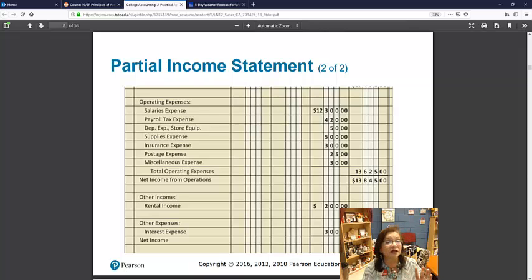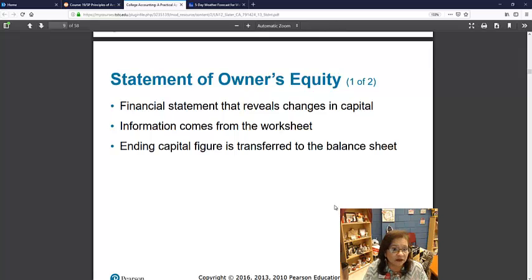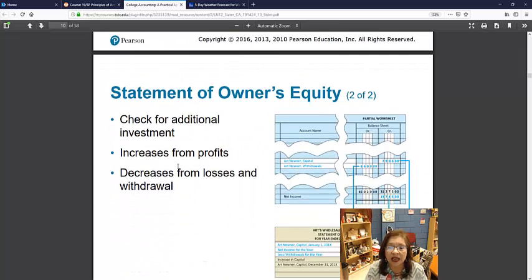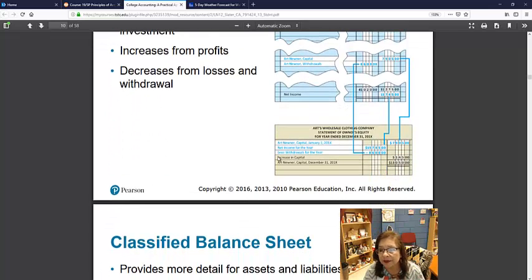Don't worry, I'll take it slower when we do the homework demonstration. All right. Then from there, of course, we go into the statement of owner's equity. Now that we've got our information as far as how much money we made, you're going to check for any other investments, any increases in profits, any decreases from losses, or if the owner has taken out any money.